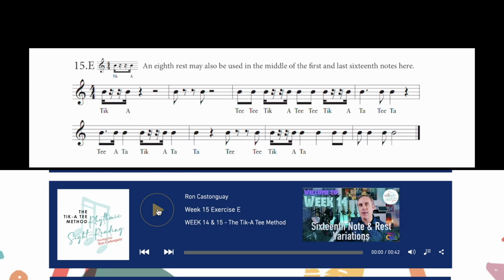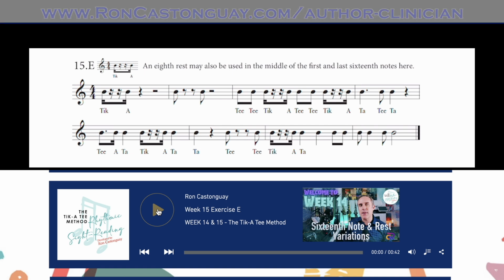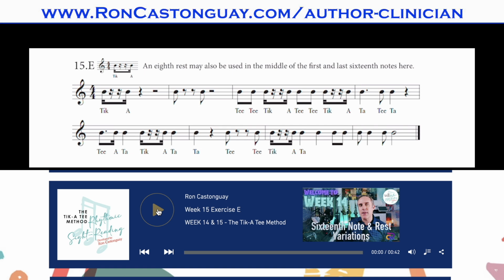All right, here we are back at my website. We are looking at exercise 15E. I've got it all queued up and ready to go. I know you know what your 3 options are, so make a decision. Without further ado, let's press play on exercise 15E.